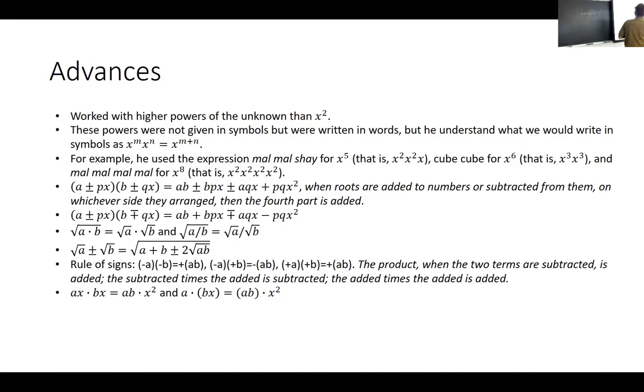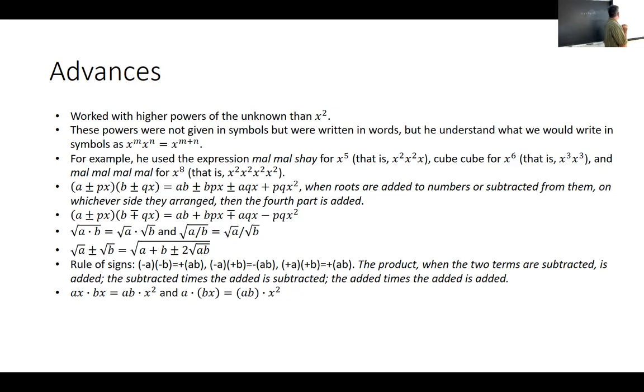Roots are added to a number or subtracted: here's a number, here's some roots, we either add or subtract, and we're multiplying by it. And whichever side they are arranged, i.e. it doesn't matter whether you're talking about a plus px or px plus a, then the 4th part is added. So this is the 4th part, and all he's saying is that this sign here has to be positive. If both of these are negative, this is positive. If both are positive, this is positive. He doesn't talk about the first, second and third parts because it's understood that you would know that.